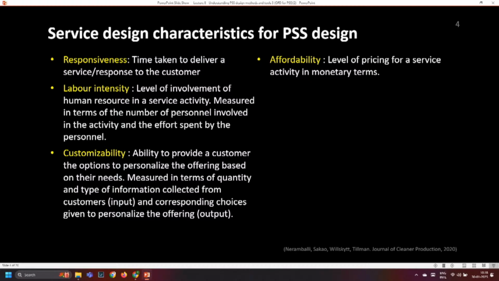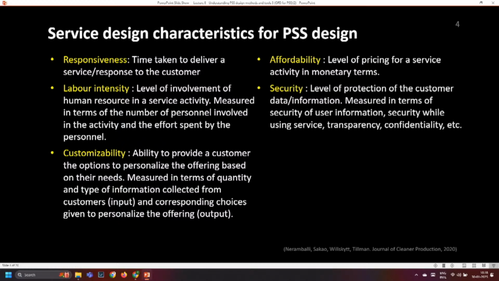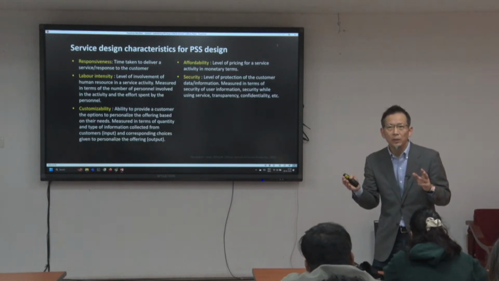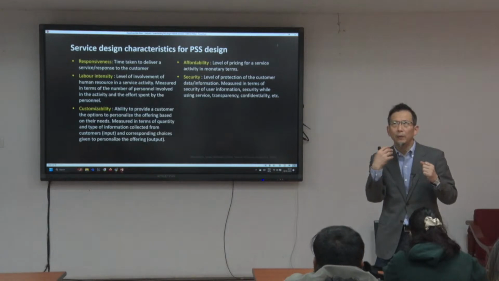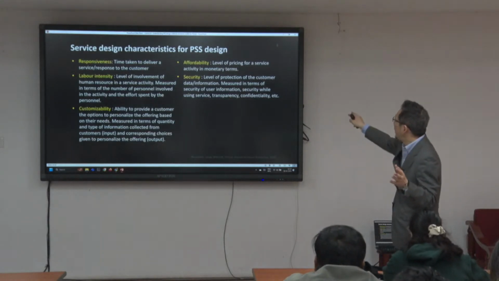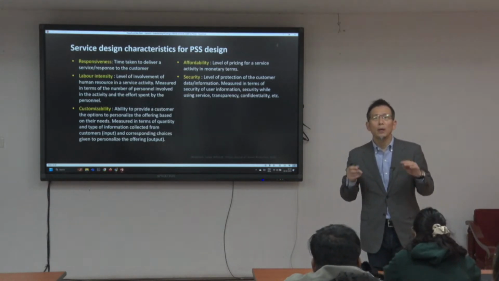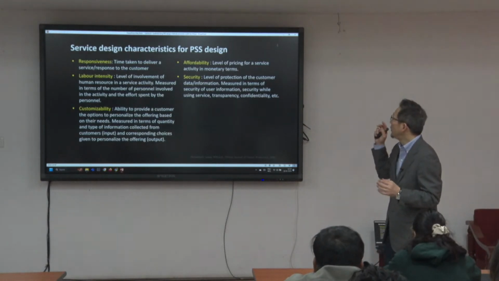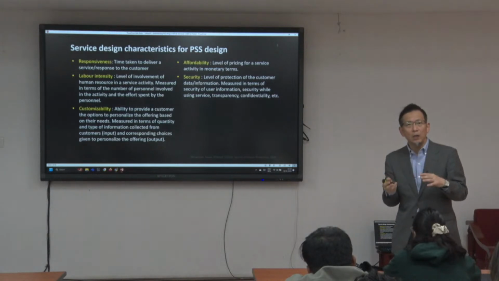Affordability is very much related to what I already explained. It's related to cost, how much cost and price is associated to the given service. And security, it's related to information sharing and also information integrity, because service tends to exchange information between the customer and the provider, and this aspect can be very important. And designers should take this aspect into account.